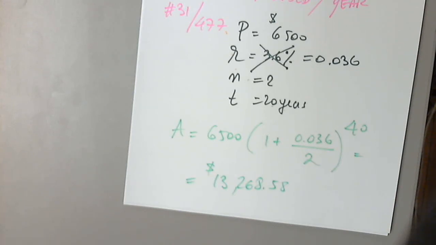Questions? So that's how much money he's going to have after the... Yes. So if we deposit $6,500 today, and the interest is 3.6% per year, annual interest rate, and they compound interest twice a year, recalculate it twice a year, at the end of 20 years, we would have 13,268. Yes. Any questions?